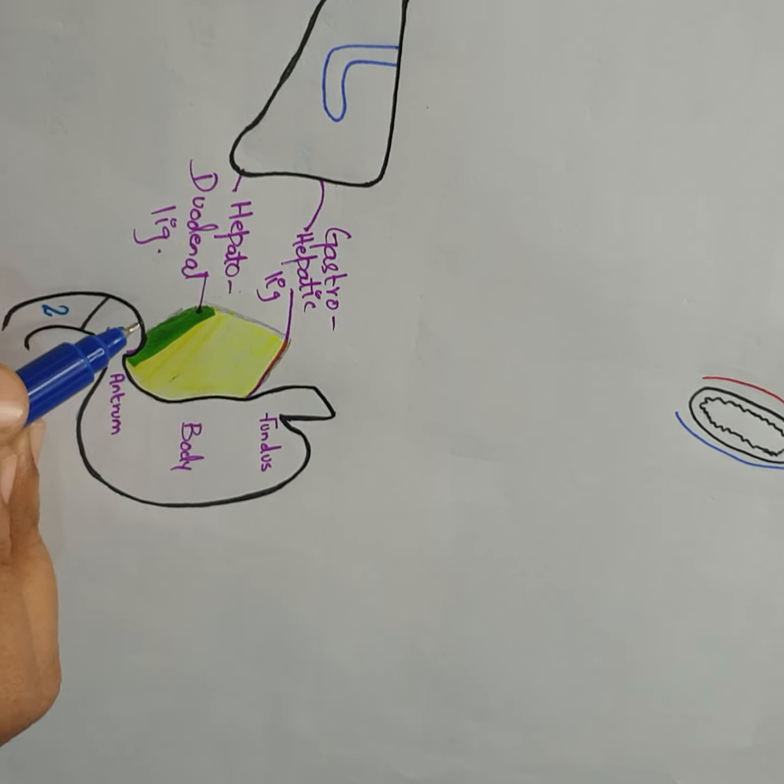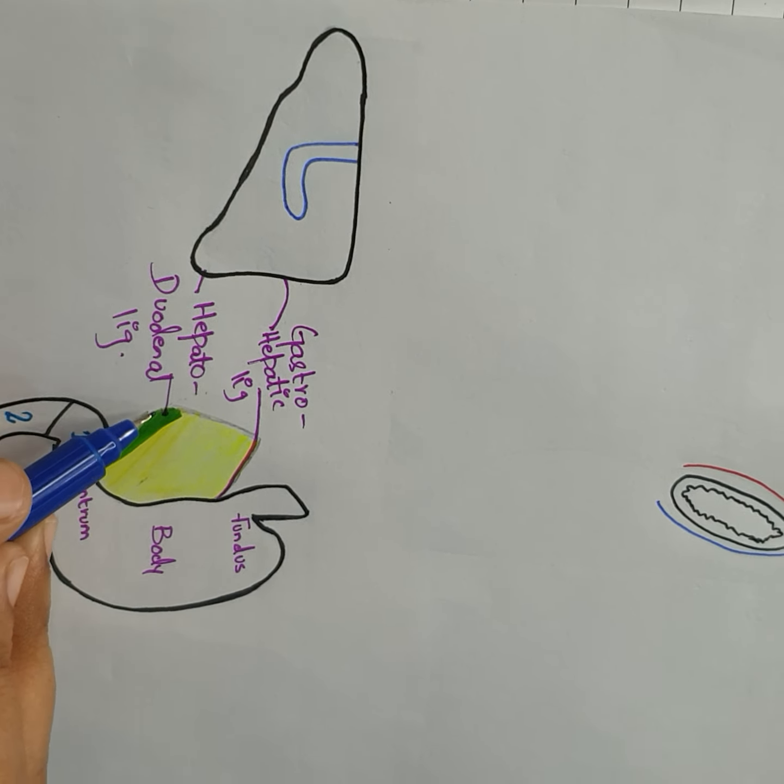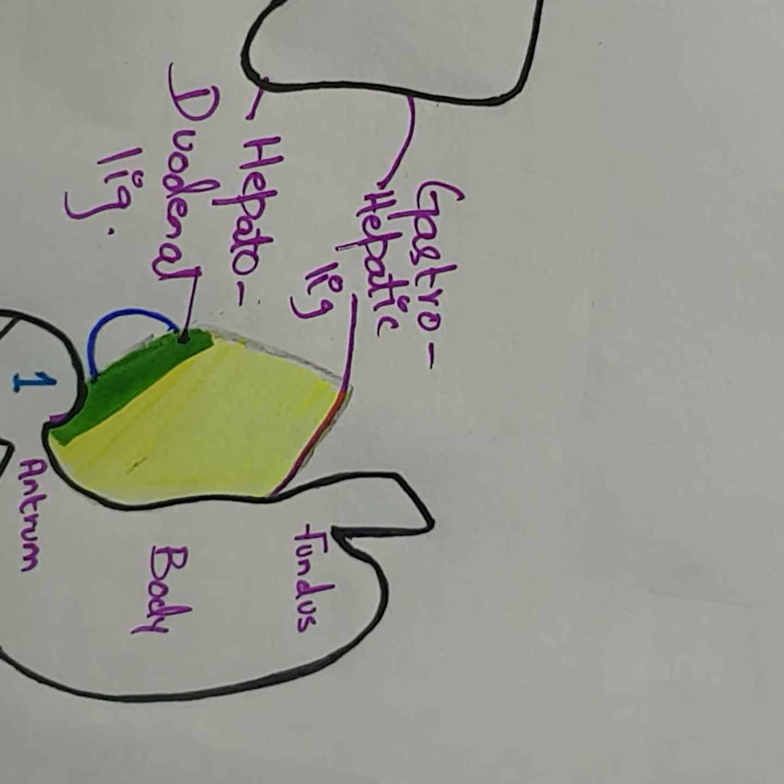Here this is the right free margin of lesser omentum. Behind this right free margin of lesser omentum we have the epiploic foramen, which I have just made in blue. Okay, so it's behind it, not with it, it's behind it. So this epiploic foramen, what does it do? It connects the lesser sac and the greater sac.